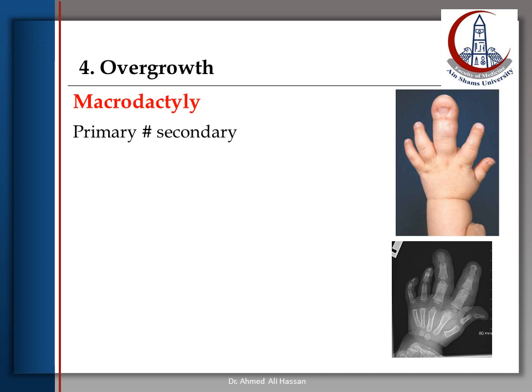Overgrowth, the fourth type of congenital malformation, is macrodactyly. As you see in the pictures, macrodactyly can be primary or secondary. Primary is a primary overgrowth of the osseous parts of the digits or the soft tissue, while secondary is secondary to lymphedema, hemangioma or vascular malformations. So macrodactyly is the congenital anomaly of the hand due to overgrowth.